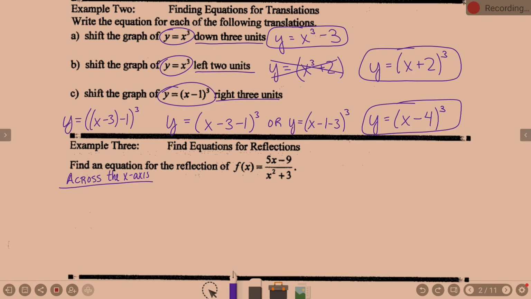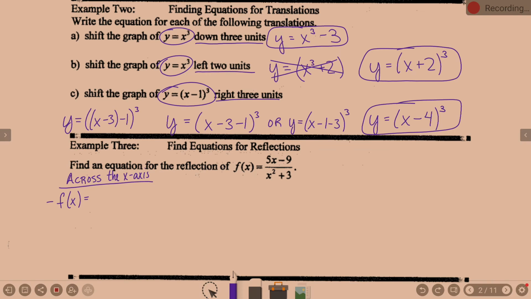Okay, now how do we do a reflection across the x-axis? What's it say up top? The negative f of x. Negative f of x says I multiply the equation by a negative. Now, in this case, it's a little different. My equation is a fraction, right? If my equation is just individual terms added and subtracted, we multiply each term by a negative.